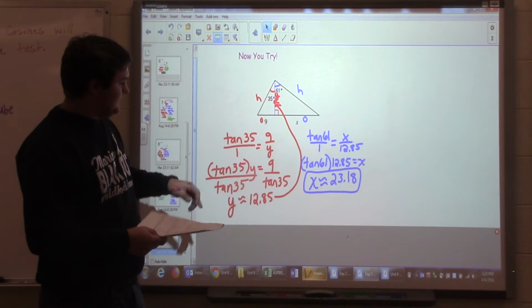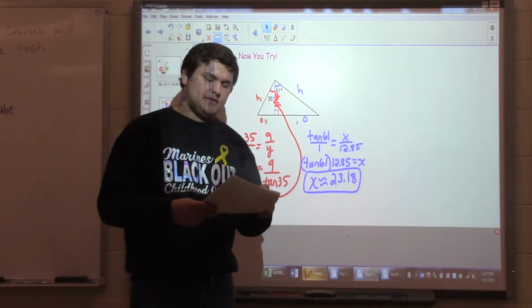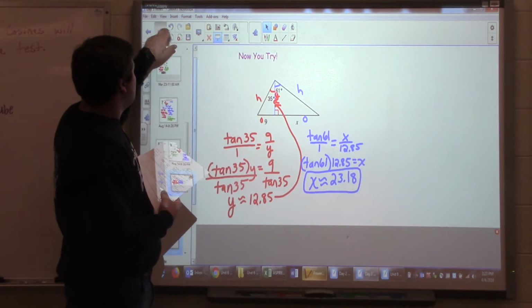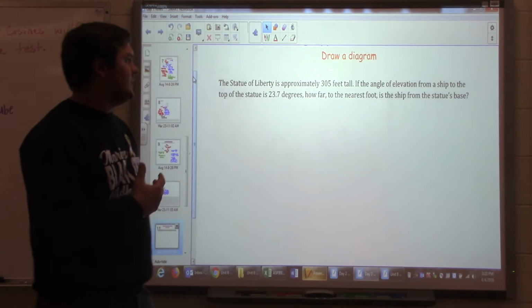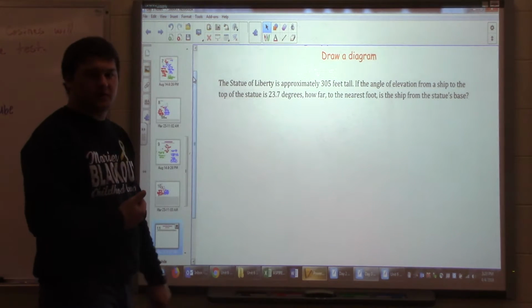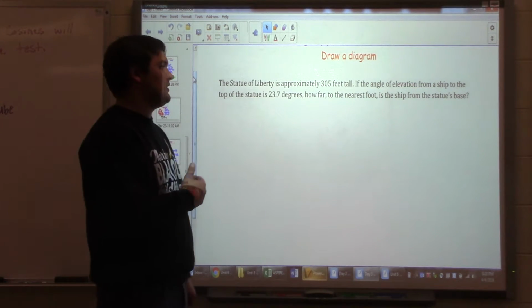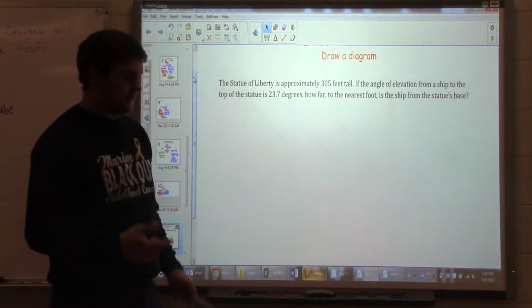Alright, last two problems. We'll do one of them. I think the other one's the you try. You guys can try it. First one though: the Statue of Liberty is approximately 305 feet tall. The angle of elevation from a ship to the top of the statue is 23.7 degrees. How far, to the nearest foot, is the ship from the statue's base?